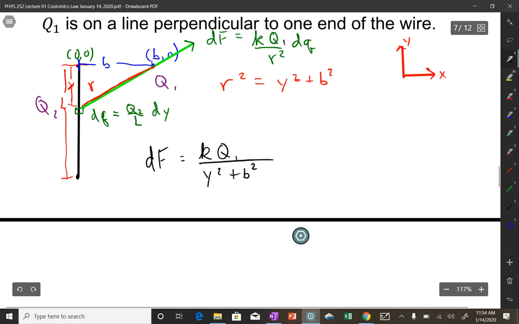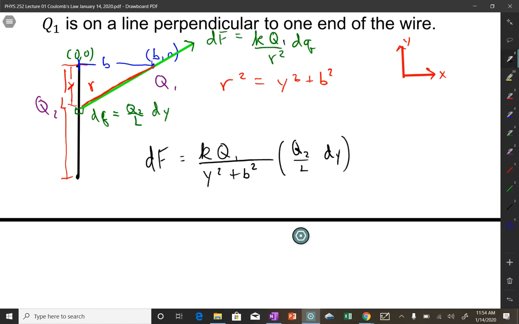So there I replaced r squared with y squared plus b squared. And then for dq, I'm going to put q2 over L dy. And there I have df in terms of only one variable.